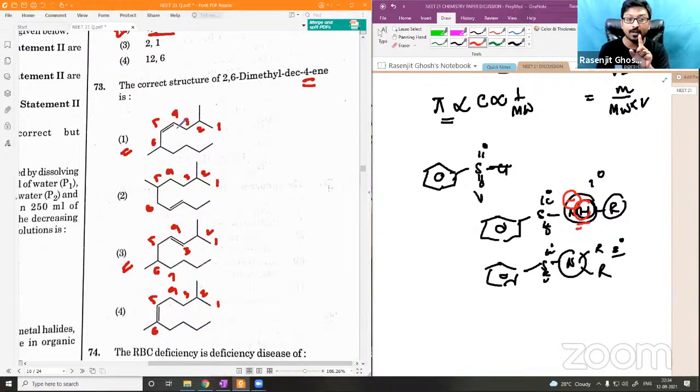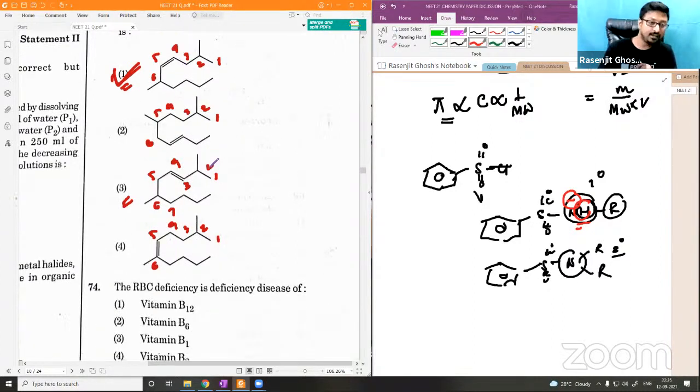In compound number 1 you have the double bond in the 4th position. But in compound number 3, you have the double bond in the 3 position. So the correct answer will be option number A. That is 2,4-dimethyl dec 4-ene.